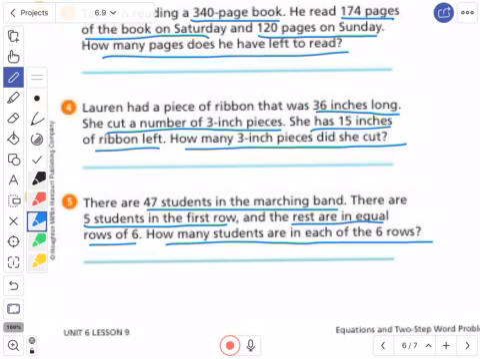I'll do a little bit of thinking about 5, though. 47 students in the marching band. There are 5 students in the first row. The rest are in equal rows of 6. I need to figure out, there's 47 total, 5 in the first row, and the rest are in the other 6. What 2 numbers should I use first? Should I try to split them up into the 6 rows first, or should I do something with the 47 and the 5? I'll think about it. Okay, you do your work and come back and check.